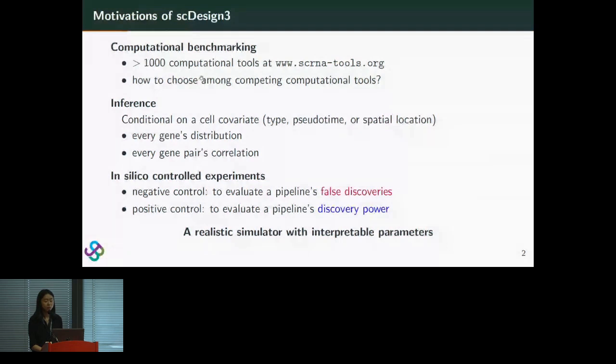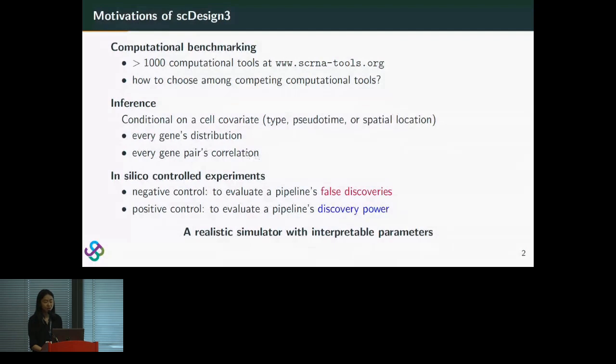Second, we want to do model inference. That means we want to learn from real data besides simulating data. Our argument here is that if our model can generate realistic data, then it means that the model is reasonable. It can fit well to real data. Then we can use the estimated model parameters from real data for interpretation. So this means that, conditional on a cell covariate, could it be cell type, pseudotime, or spatial location, we can infer every gene's conditional distribution and every gene pair's conditional correlation for biological interpretation.